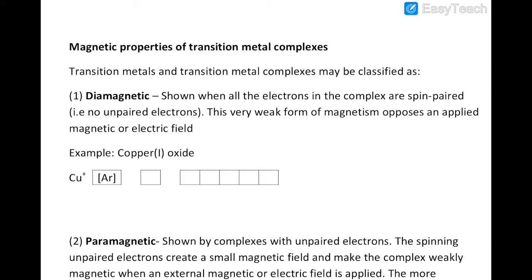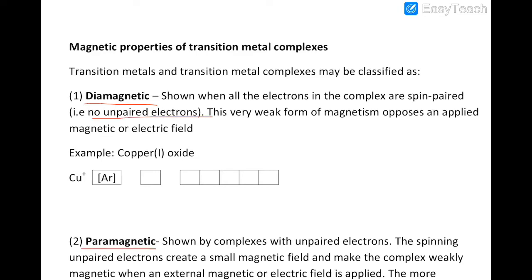Hi guys, so we'll be looking at magnetic properties of transition metal complexes. There are three different magnetic characteristics: diamagnetic, paramagnetic and ferromagnetic, and you should be able to identify if a certain transition metal complex has any specific magnetic property. For you to identify diamagnetic or paramagnetic, you have to look at the electronic configuration.